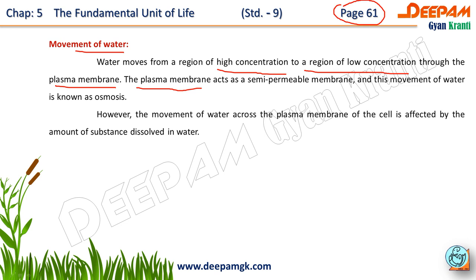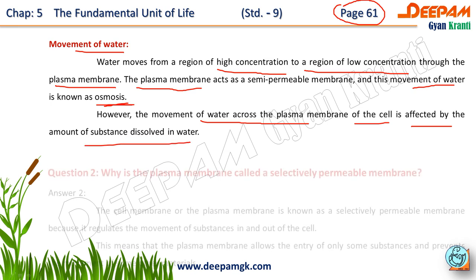The plasma membrane acts as a semi-permeable membrane, and this movement of water is known as osmosis. What is osmosis? It means the water moves from a higher region to a lower region. However, the movement of water across the plasma membrane of the cell is affected by the amount of substance dissolved in water.